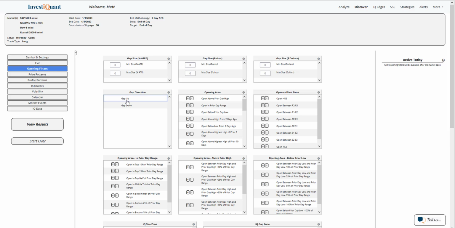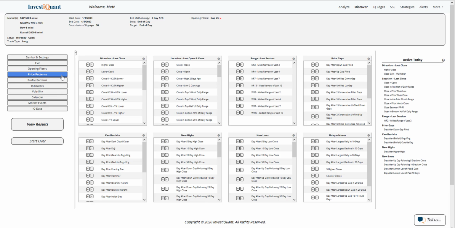I'm going to go ahead and add gap direction, gap up to this study from our opening filters library. The next thing I'm going to do is go to the price patterns library, and I'm going to grab two pieces of information from here. I'm going to get them from the active today section. That's the quickest place to grab them.